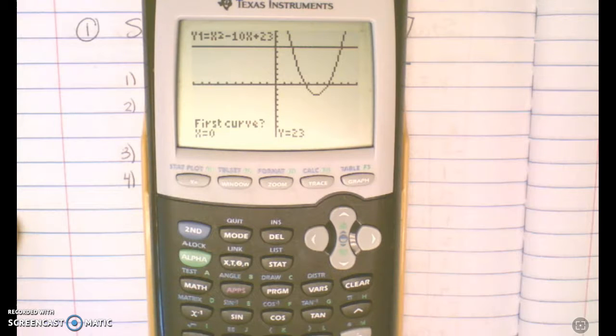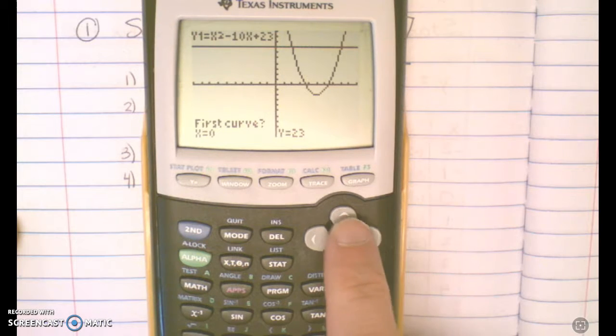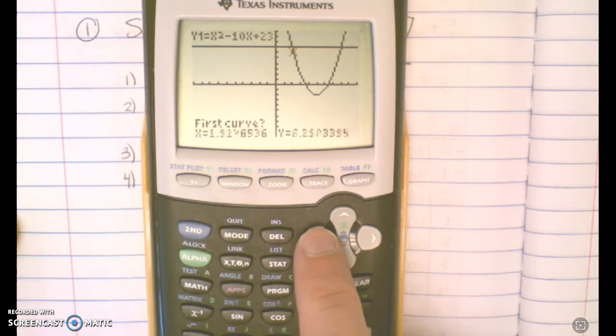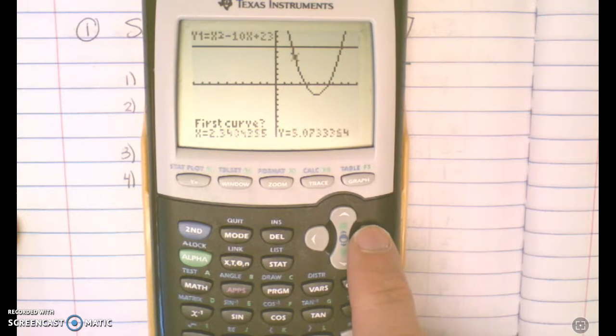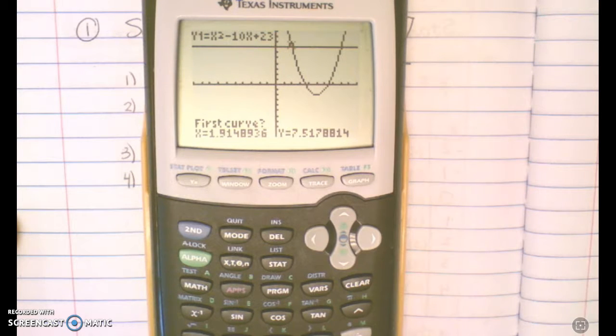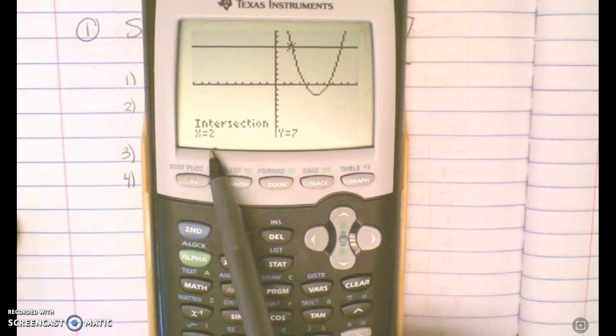So what you're going to look for is there's this little spider cursor. If you go left or right or up or down, you should be able to find it. But there's my little spider cursor. So I got to play around until I find it. You're going to move the cursor to the intersection point and press enter 3 times. 1, 2, 3. When you do that, it's going to give you the intersection of those values.